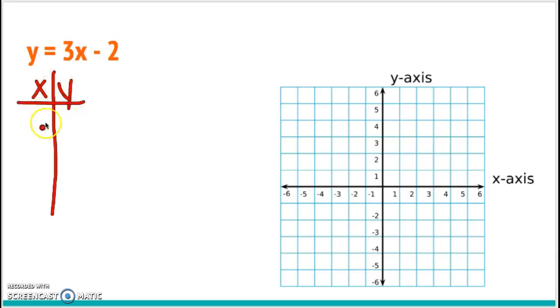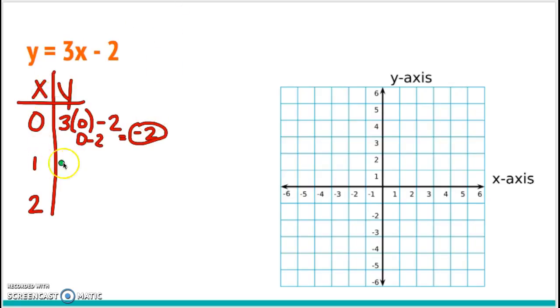Okay, and it said you're going to choose 0, 1, and 2 as your x values. And all we need to do is plug those into the equation. So if you look at your equation, it says y equals 3x minus 2. So that means 3 times x minus 2. So if I plug that in, I have 3 times 0 minus 2, and that equals y. Well, 3 times 0 is 0, minus 2 is negative 2.